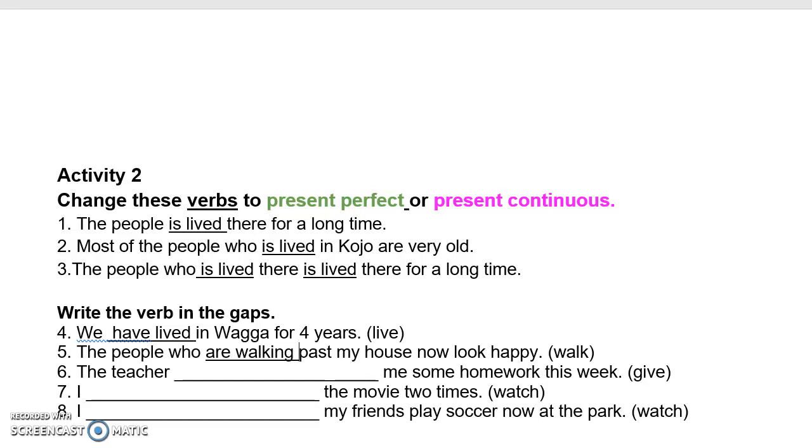Okay, so again, write out number 6, 7, and 8 and send them to me and I will mark your answers.